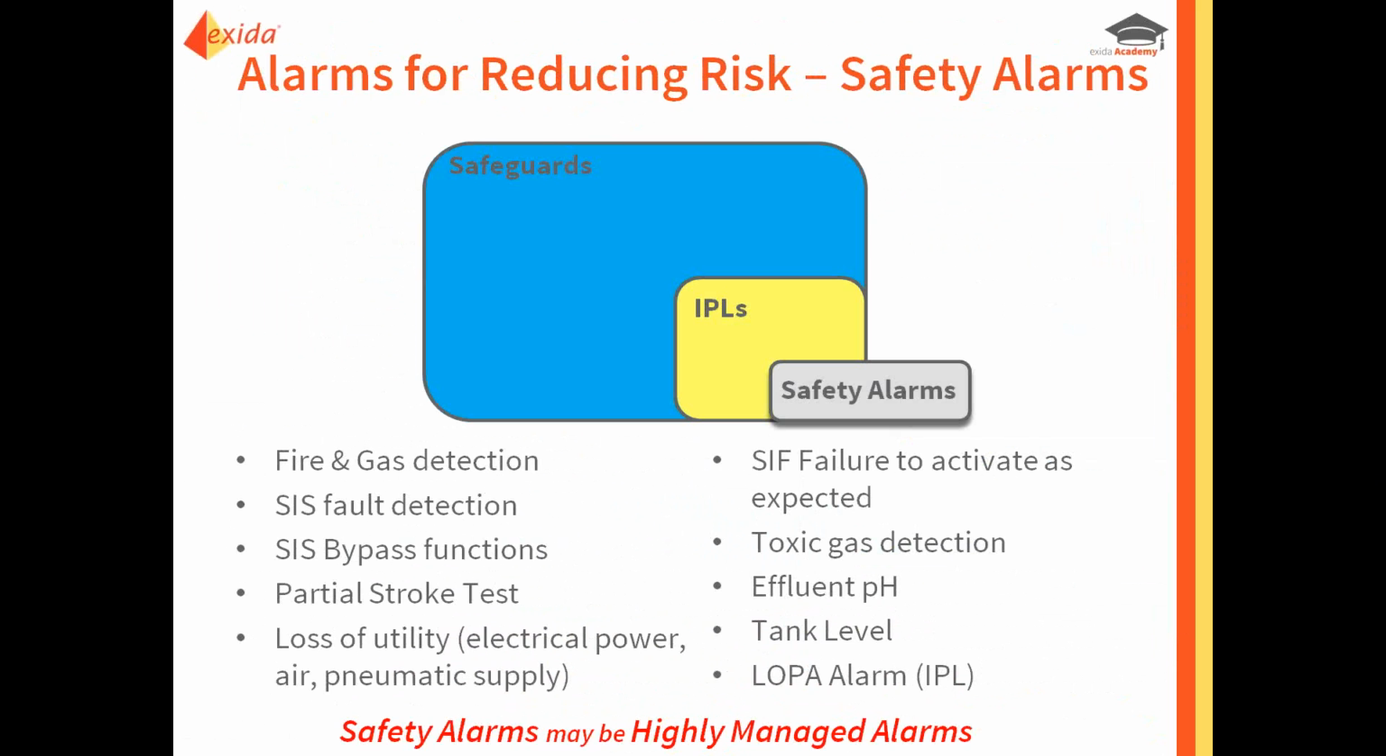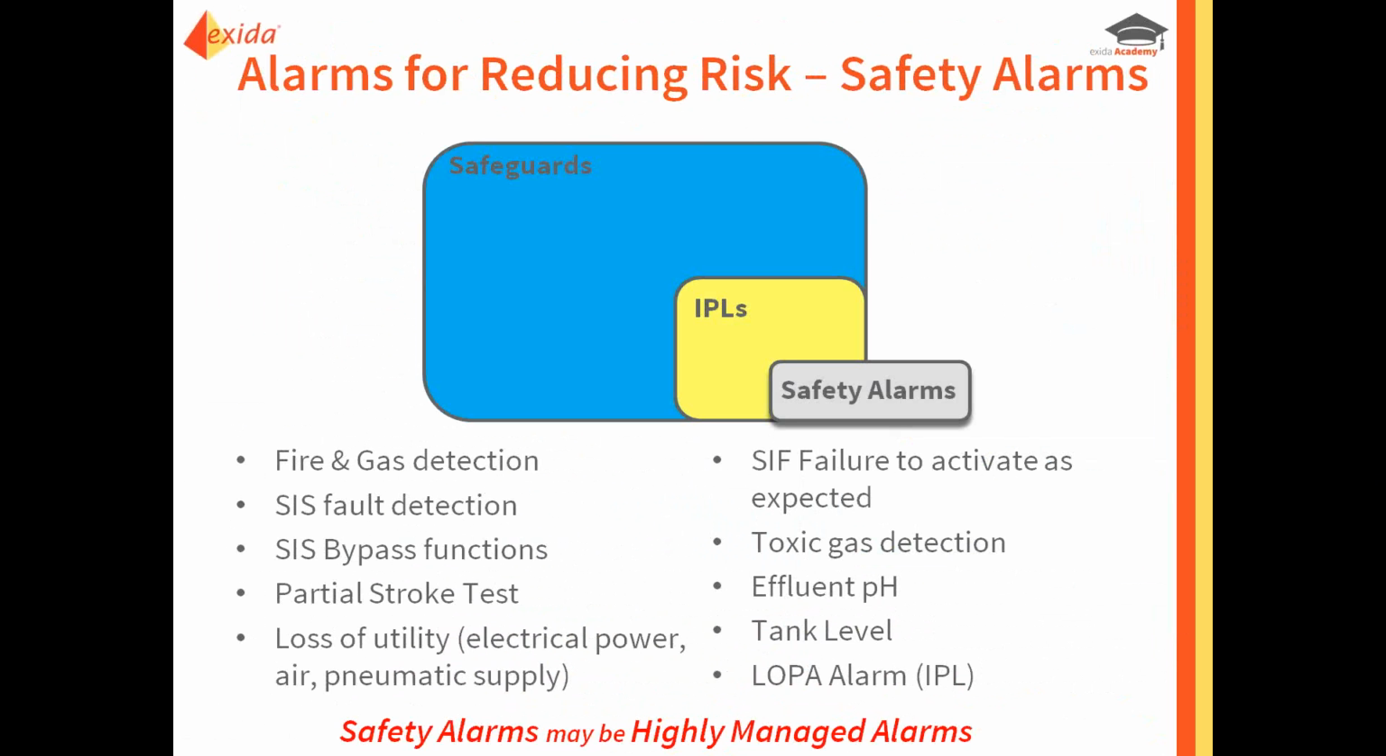Safety instrumented function failures, detection of toxic gases, pH in your effluent to the environment, tank levels themselves could potentially be safety alarms, or as we mentioned, an independent protection layer alarm could potentially be a safety alarm. So safety alarms may have gone through the PHA LOPA process, or they may be defined outside of that, which is why we see the safety alarm figure overlapping IPLs, but also being outside of that box.